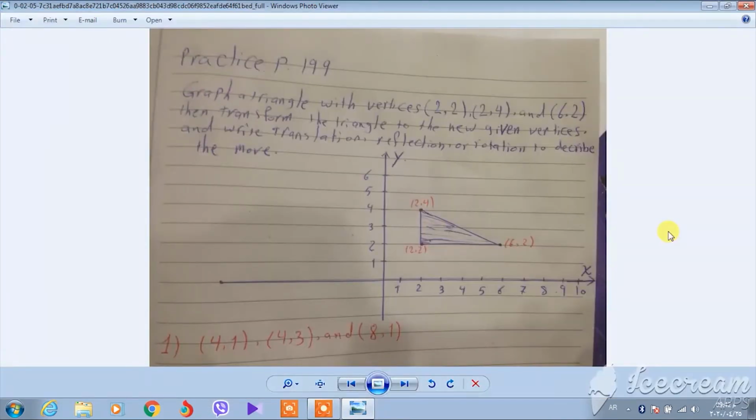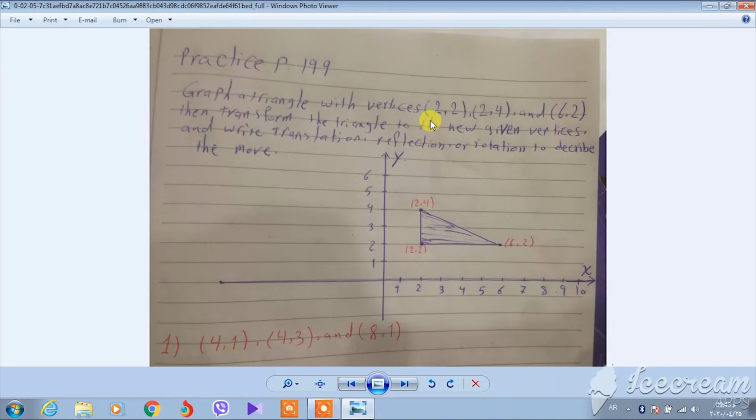Now we solve the practices. Student, please open page 199 in your book. Look, we have to graph a triangle with vertices (2, 2), (2, 4), and (6, 2). Then transform the triangle to the new given vertices and write the translation, reflection, or rotation to describe the move. We need to decide if we have a reflection, rotation, or translation.